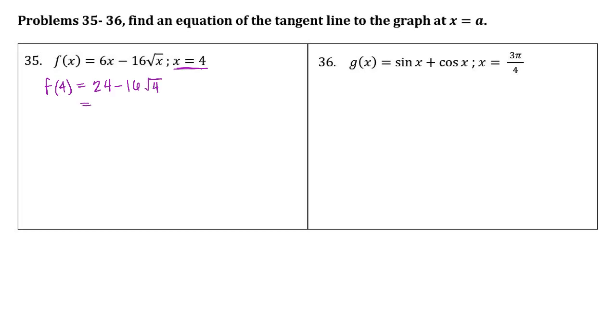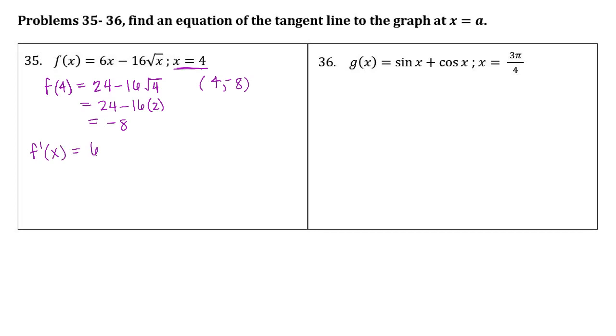So we're going to have 24 minus 16 times 2. So it looks like this y value here is going to be negative 8. So now I know that my ordered pair is 4, negative 8. Now the next thing I need to do is find the derivative and then substitute in 4.